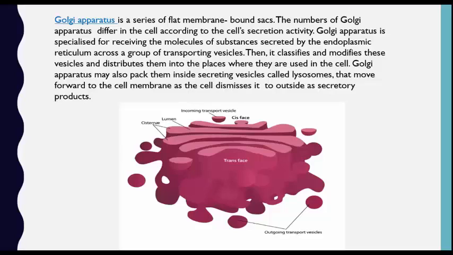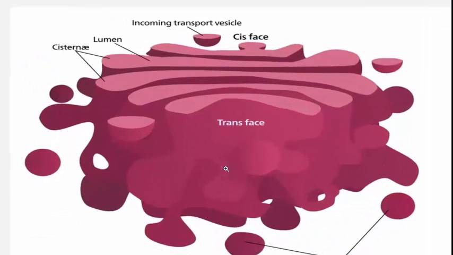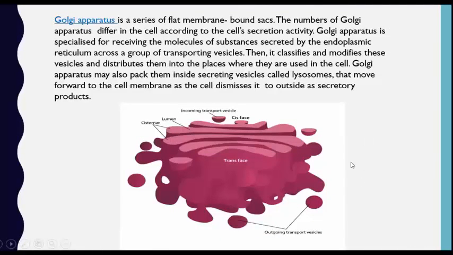Golgi apparatus may also pack them inside secreting vessels called lysosomes that move forward to the cell membrane as the cell dismisses them to the outside as secretory products. And let's zoom in to see the Golgi apparatus. This is the incoming transport vessel and other components of the Golgi apparatus.